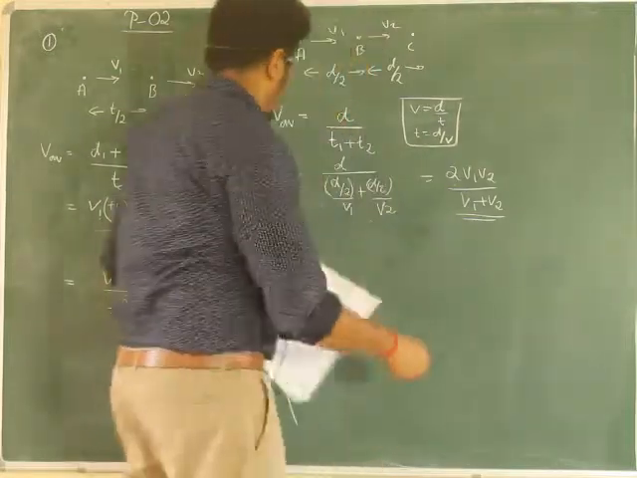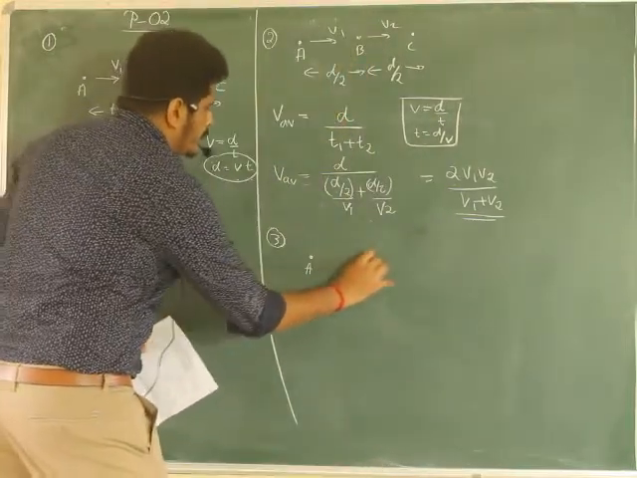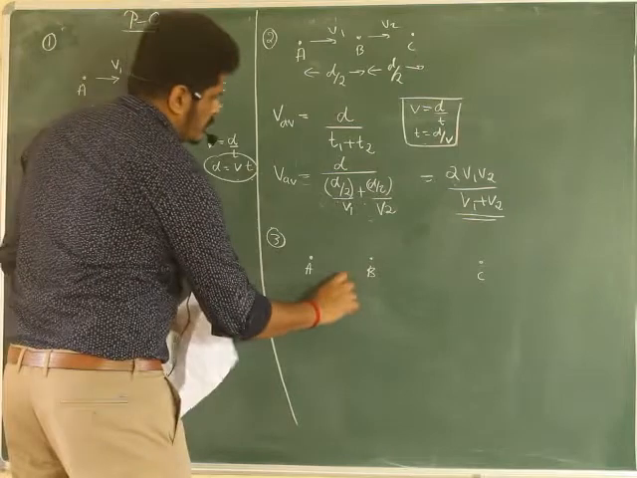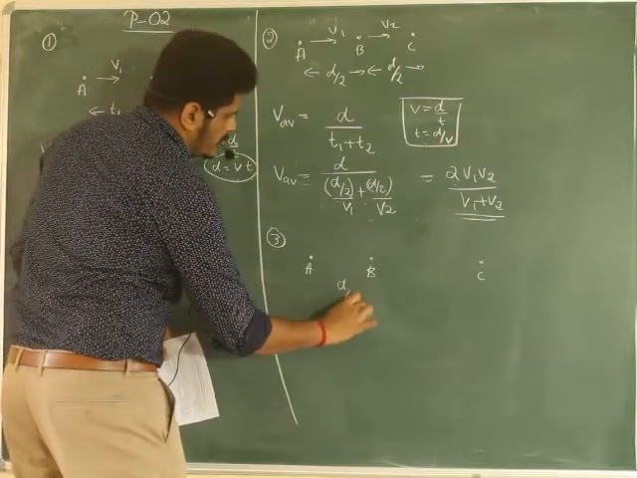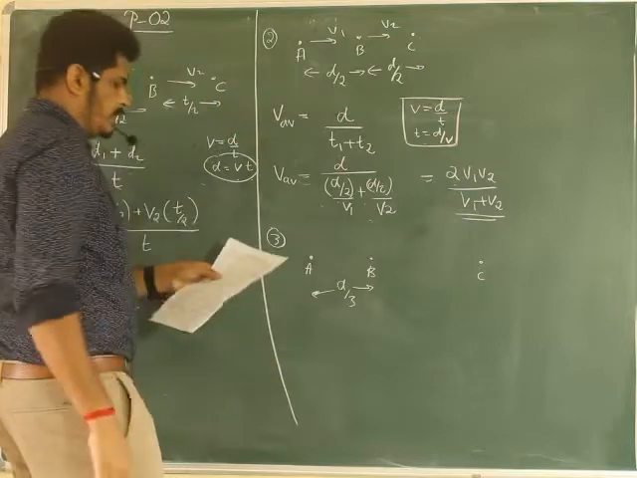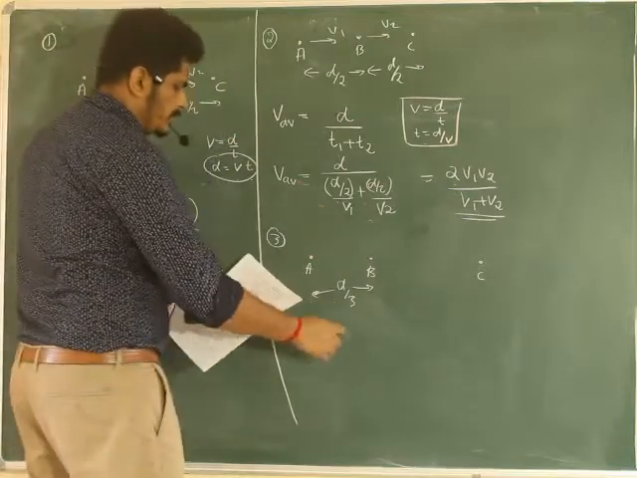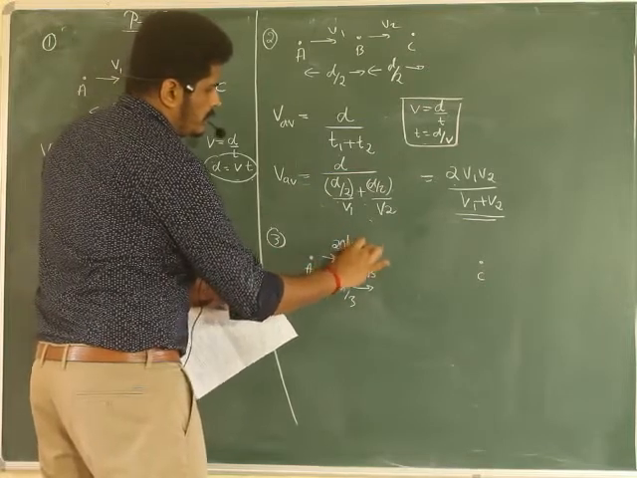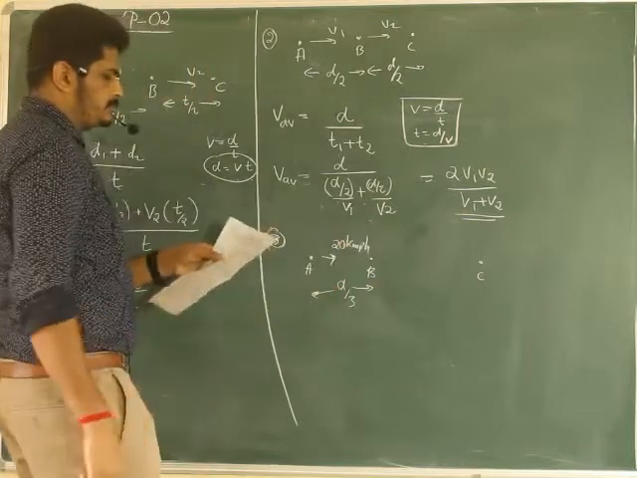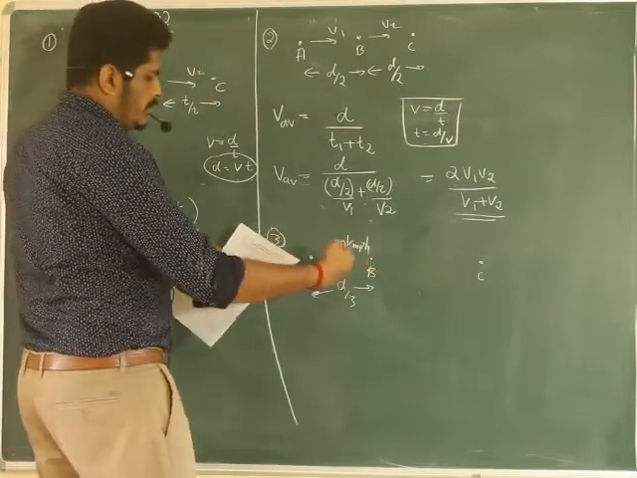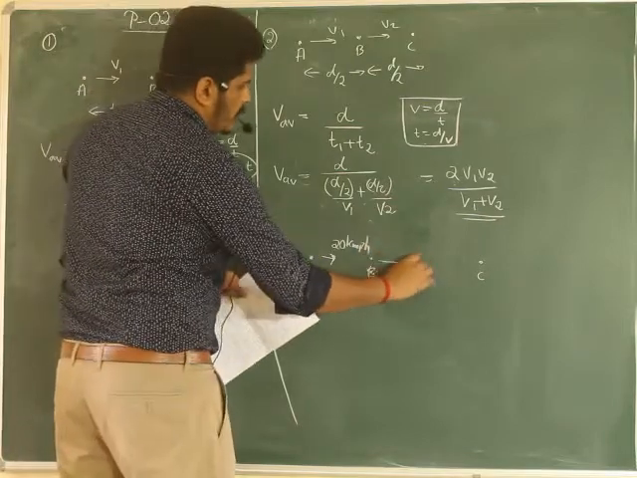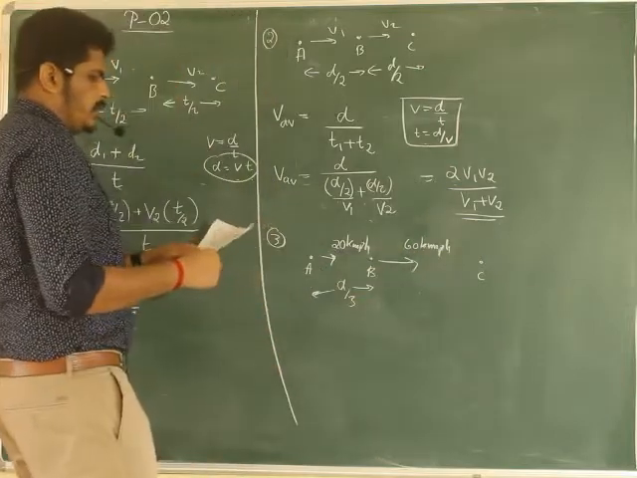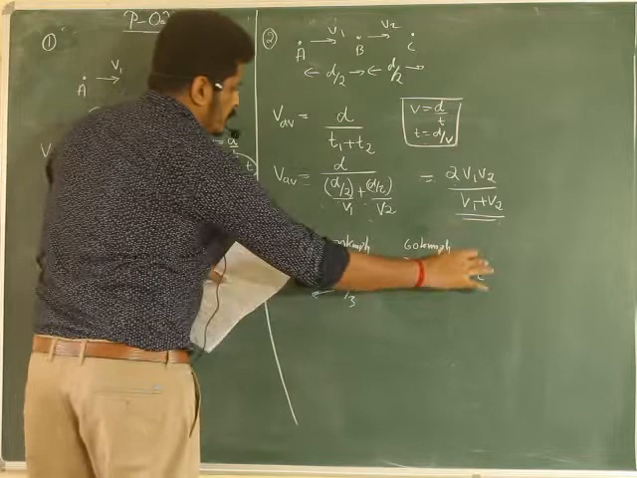So let us draw the diagram. I will again take A, B, C for the distance, because 1/3 of the distance, that means D by 3, is covered from A to B. One car is moving on a straight road, covers 1/3 of the distance with 20 km per hour. What is the speed with which it is going? 20 km per hour. Next, the rest with 60 km per hour. Here it is going with 60 km per hour. And now A to B, B to C.